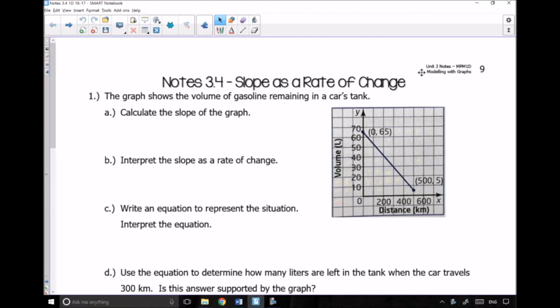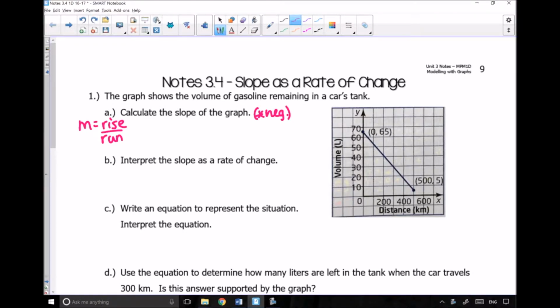It says the graph shows the volume of gasoline remaining in a car's tank. So question A asks you to calculate the slope of the graph. We're going to actually do this 2 different ways. The first way I'm going to do it is by doing rise over run. By looking at my graph, I see that my line is going down. Since my line is going down, I've got to make sure that my answer is going to be a negative answer. That's really important that you remember that.